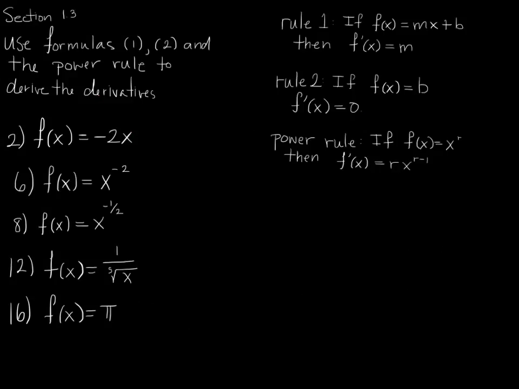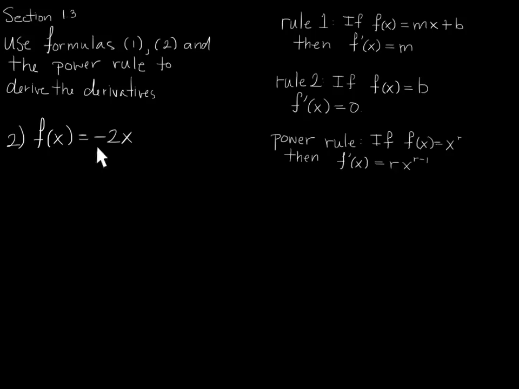For problems 2, 6, 8, 12, and 16, we'll be using Rule 1, Rule 2, and the power rule to take the derivatives of the given functions. Rule 1 says the derivative of a linear function is the slope of the linear function. Rule 2 says the derivative of a constant function is 0, and the power rule says that if we have a power function x to the r, where r is a constant, then the derivative of that function is r times x to the r minus 1. All right, let's go ahead and get started with number 2.